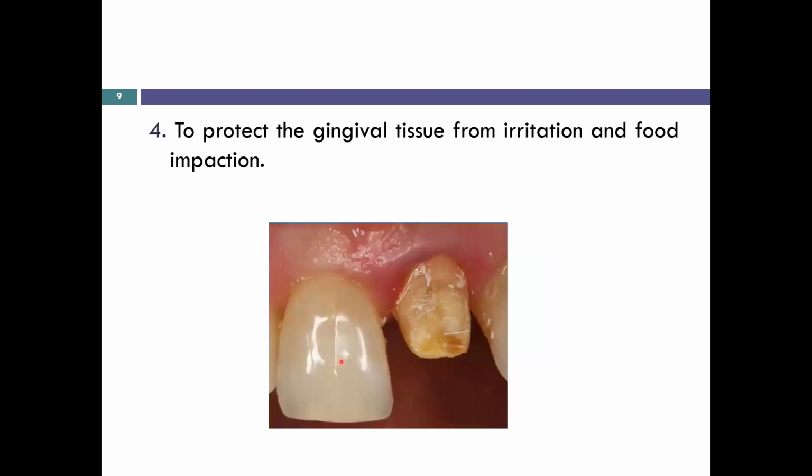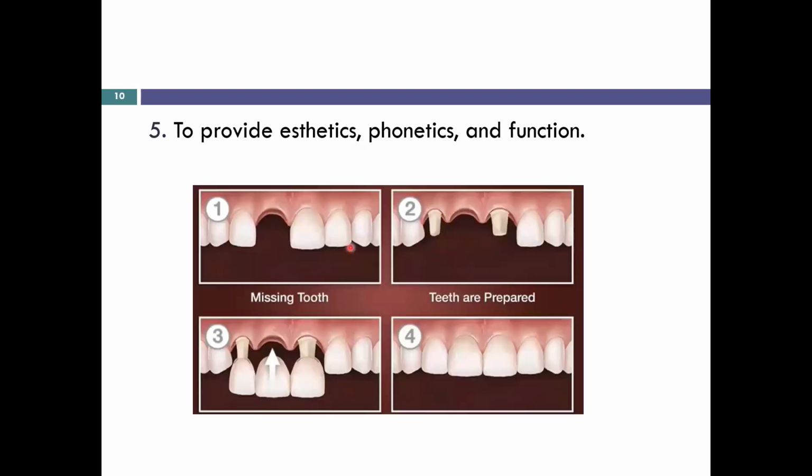Next is to protect the gingival tissue from irritation and food impaction. Basically, we can protect the gingiva from swelling, so that there will be no swelling in the gingiva. Fifth is to provide aesthetics, phonetics, and function. So when we have prepared the tooth, aesthetics is very poor, phonetics is difficult, and function is impaired. So we put a provisional restoration and we restore all these three: aesthetics, phonetics, and function.